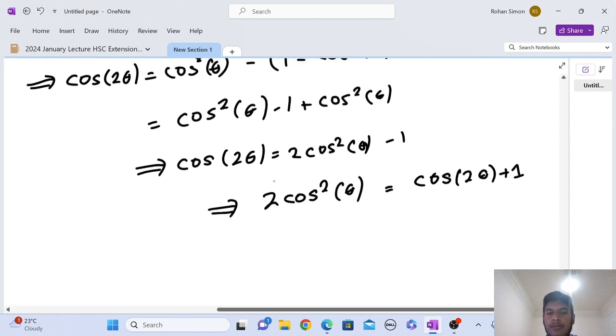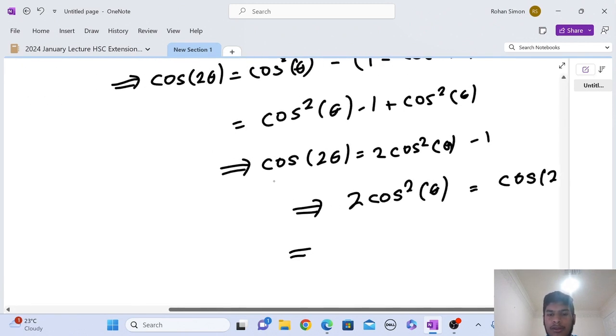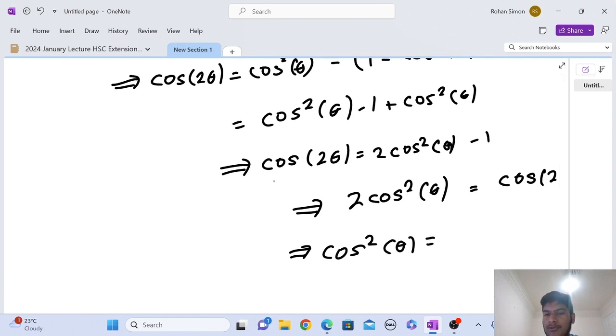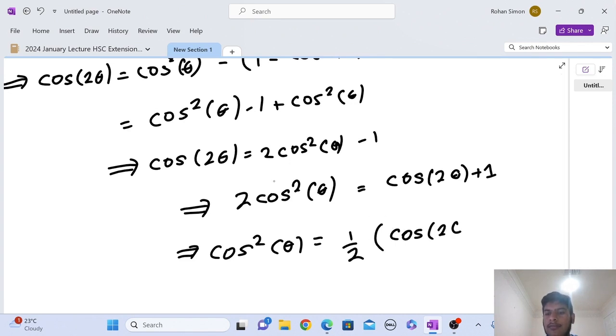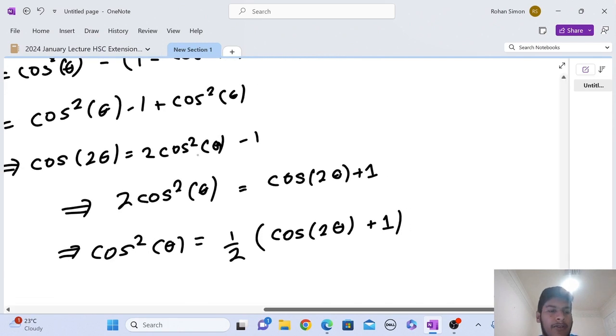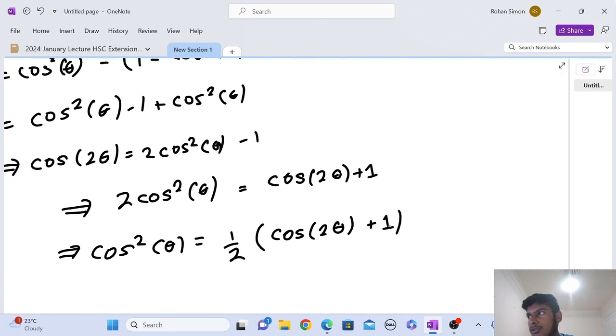And then I'm going to divide through by 2. So we're going to end up with cos squared theta equals 1/2 (cos 2 theta plus 1). And there we have it. We've expressed cos squared theta in terms of cos 2 theta and 1. Now, 1 is just a constant, so that's not too hard to integrate.